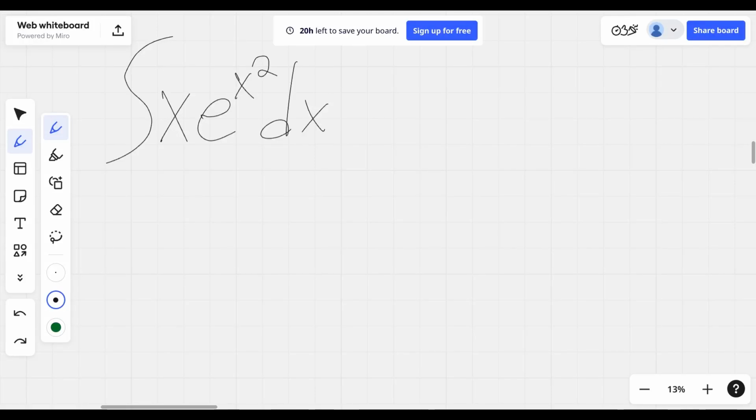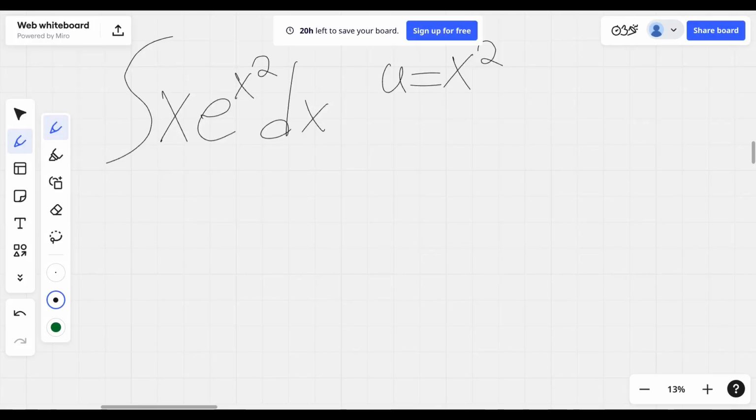We have a function inside of a function right here. As we can see, this x squared is inside of e to the x. It's in the exponential function. So we have an exponential function here. We have an algebraic function. We have another one here. But this one right here is inside of the exponential function. So that's our inner function that we want to use as u. So u is going to be x squared.